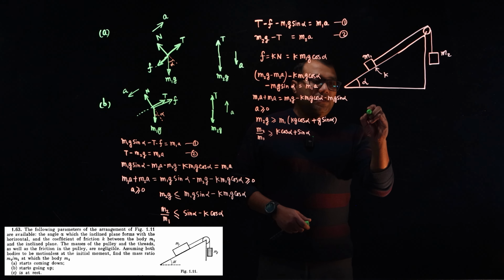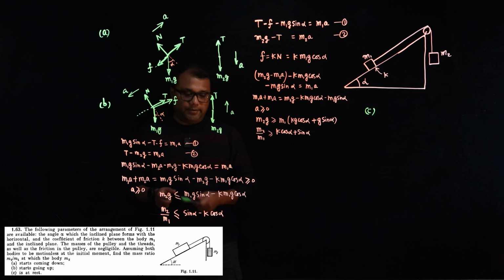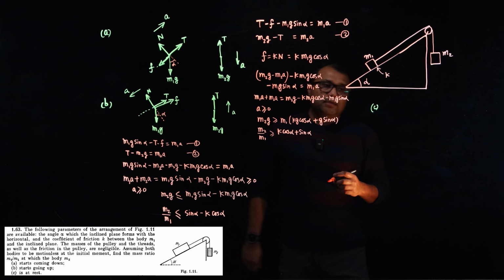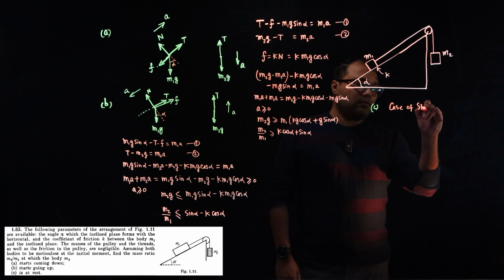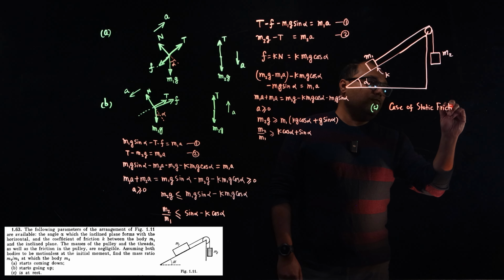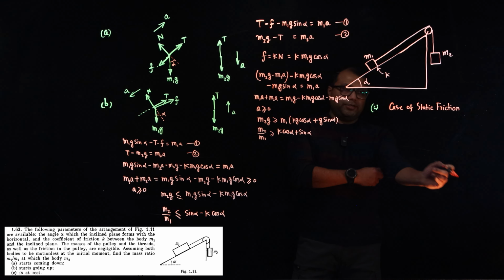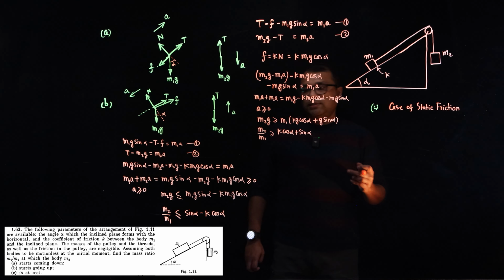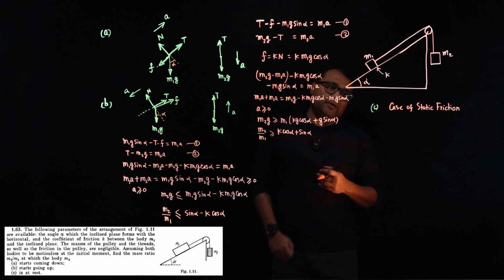And case C is when both the bodies are at rest. For case C, it's a case of static friction. And one key thing about static friction is it's a self-adjusting friction. So I cannot say friction is equal to K M1G cos alpha.